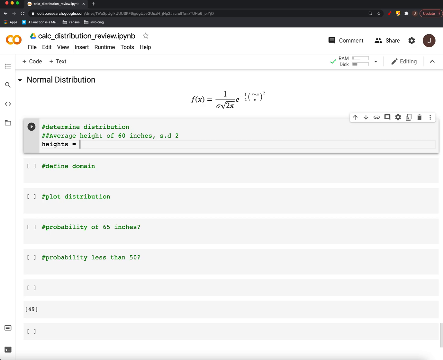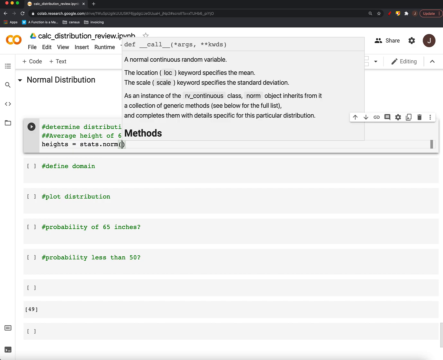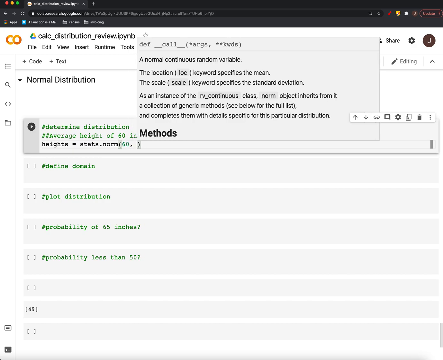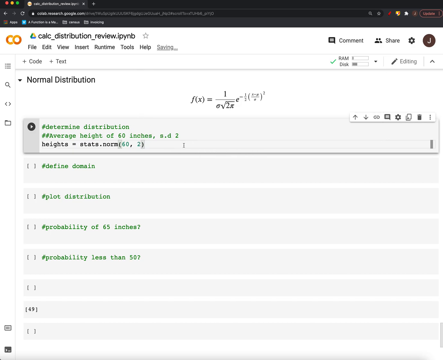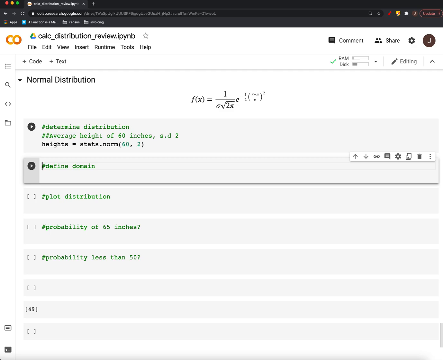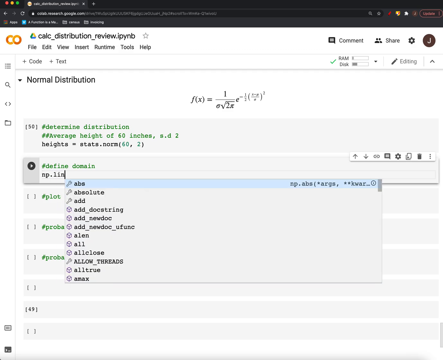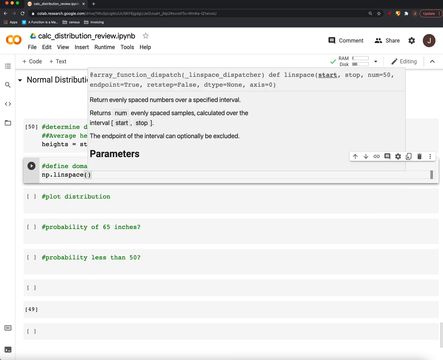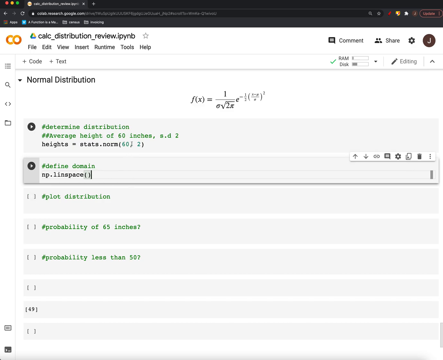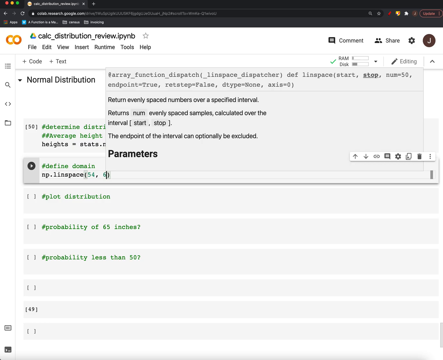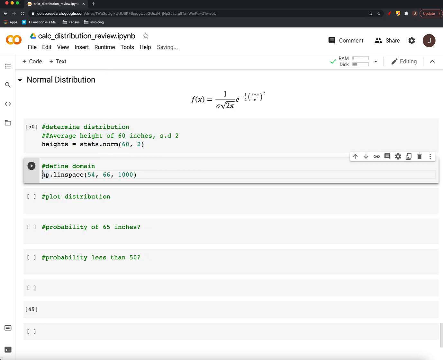So let's call this distribution heights, and that's going to be stats.norm. Right, and then we have the center, or the mean, which is 60, and the scale, which was the standard deviation, which is 2. And again, now that we're working on a continuous domain, we're going to use the linspace method, like we used for our functions. And since we know that the mean is 60, let's go 3 standard deviations in each direction. So that would be 6 in each direction. So we'll go from 54 to 66 and put 1,000 points. All right, so here this will be x.